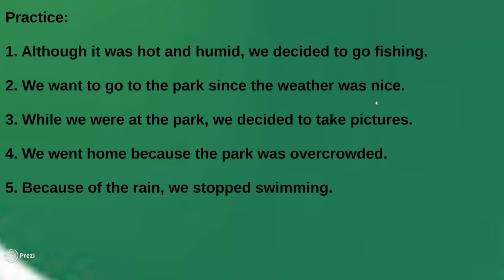So these are our answers. Okay? So number 1, although it was hot and humid, we decided to go fishing. So the answer here is, although it was hot and humid, this is your dependent clause. And we're going to underline twice, we decided to go fishing. So why is this the independent clause? Look again, there's a comma in between. Although it was hot and humid, it cannot stand alone. So this is your dependent clause. And we decided to go fishing. You read it again, we decided to go fishing. It makes sense. It can stand alone. So this is what we call the independent clause.